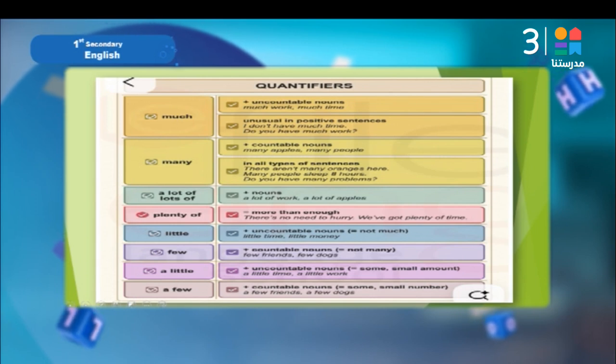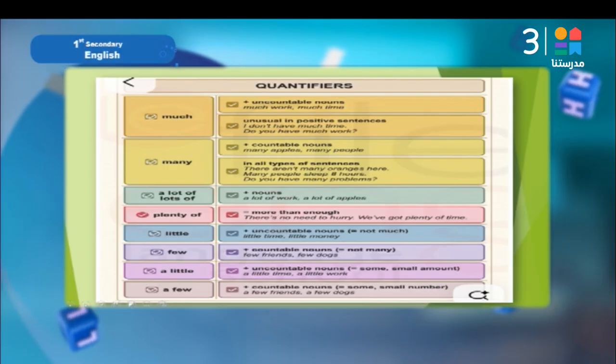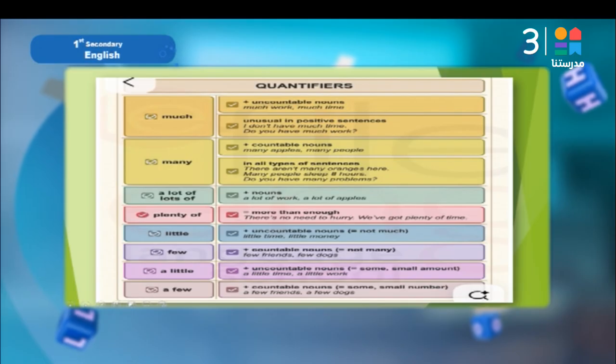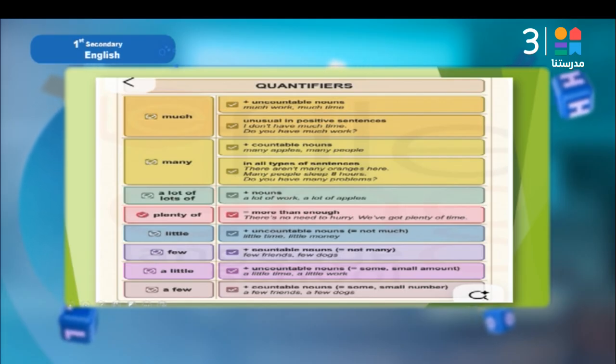لا, let's look again at the screen and see the differentiation between these four words. We said before little means not much, but a little means some, a small amount. Little holds a negative meaning, but a little holds a positive meaning. Few countable nouns means not many, and a few countable nouns means some, but a small number. So few holds a negative meaning, and a few holds a positive meaning. Did you get the idea? Of course, you killed it.